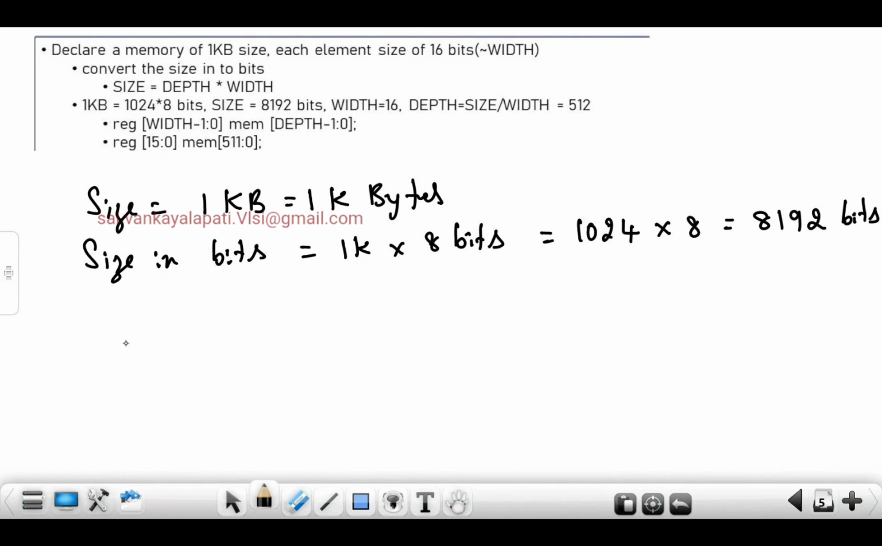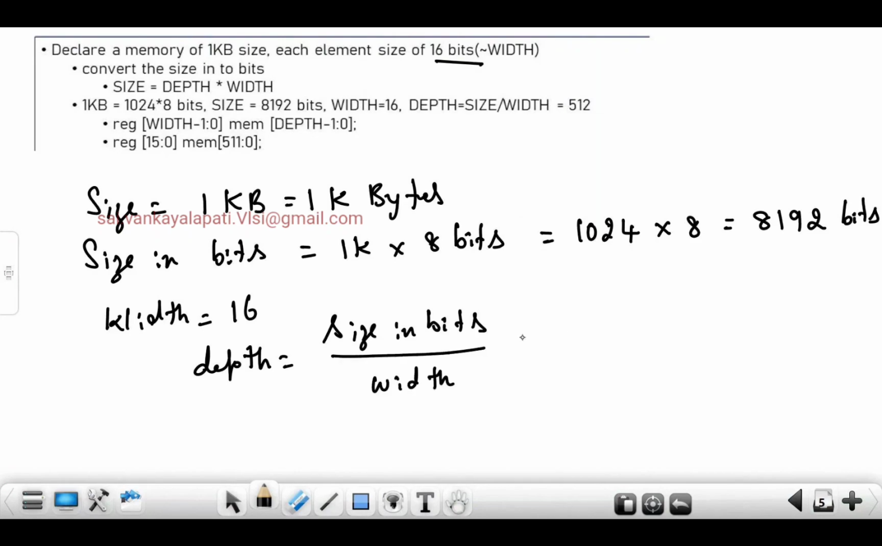Now what is the width? The width we are talking about is 16 bits. Then how to calculate the depth? Depth is equal to the size in bits divided by the width, right? Size in bits is 8192, divided by the width, 16. What is the value of this? This is nothing but 512. Correct? 8192 divided by 16 is 512. Now this depth is 512.